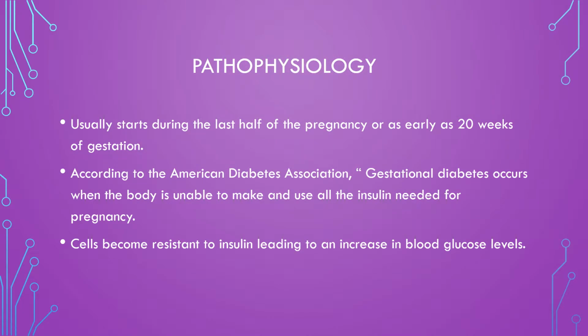Pathophysiology: it usually starts during the last half of the pregnancy or as early as 20 weeks of gestation. According to the American Diabetes Association, gestational diabetes occurs when the body is unable to make and use all the insulin needed for pregnancy. Cells become resistant to insulin, leading to an increase in blood glucose levels.